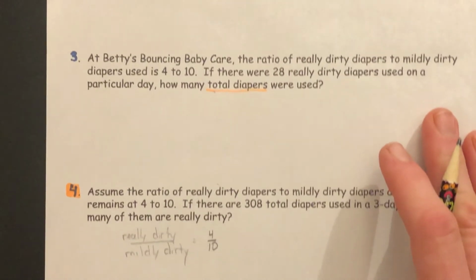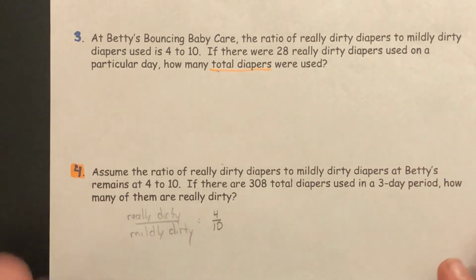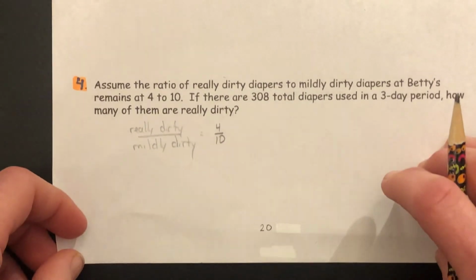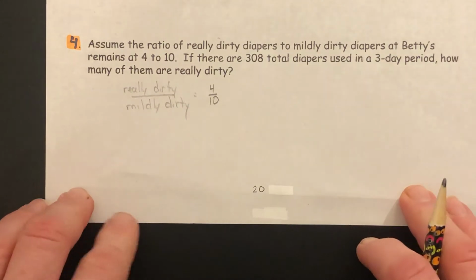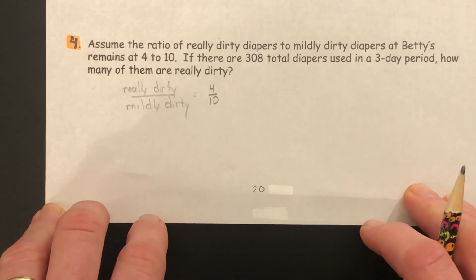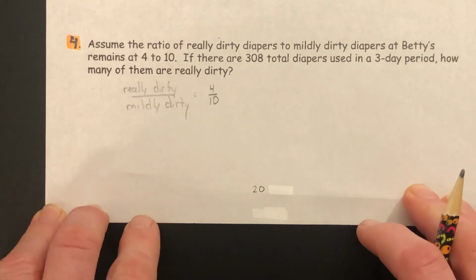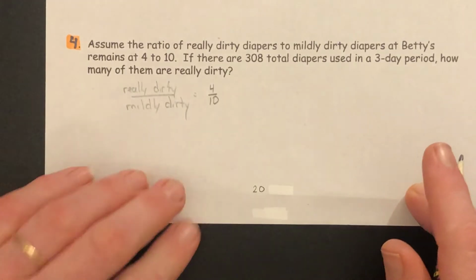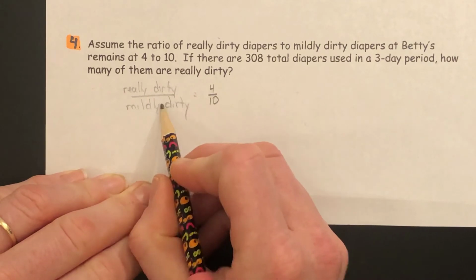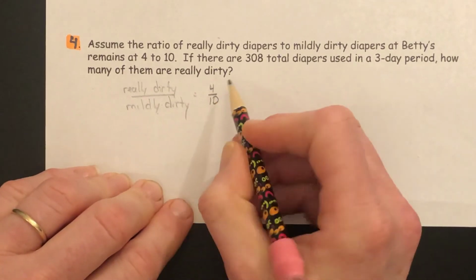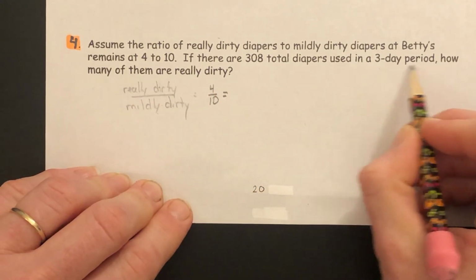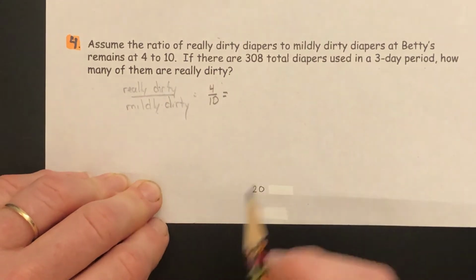Number 2, number 3. Actually, let's do number 4 and we'll go back to number 3. They're both about Betty's bouncing baby carrot and about the dirty diapers. We are doing a ratio of really dirty diapers to mildly dirty diapers. The ratio of really dirty to mildly dirty is 4 to 10. If there are 308 total diapers used in a 3-day period, how many of them are really dirty? We're talking total.